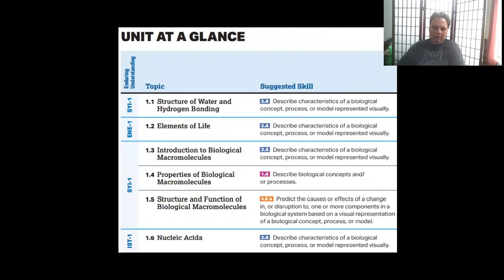So what is the unit about? What would the chemistry unit look like for biology? Well, it would have 6 sections. It would begin with the structure of water, and then elements of life, and then macromolecules, and then properties of macromolecules. Then we have the function and structure of macromolecules. Then we have nucleic acids, which of course are DNA and RNA.